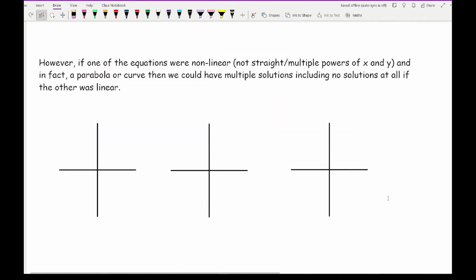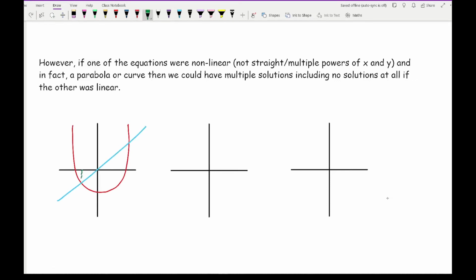Now, however, if we have one of the equations that was non-linear, so in other words, not straight with multiple powers of x and y, and in fact a parabola or a curve, then we will have multiple solutions, including no solutions at all if the other was linear. So looking at this, if one of the equations was, let's say, a parabola, and here we've got a positive parabola and a straight line, then you can see here that I'm going to end up with two solutions.